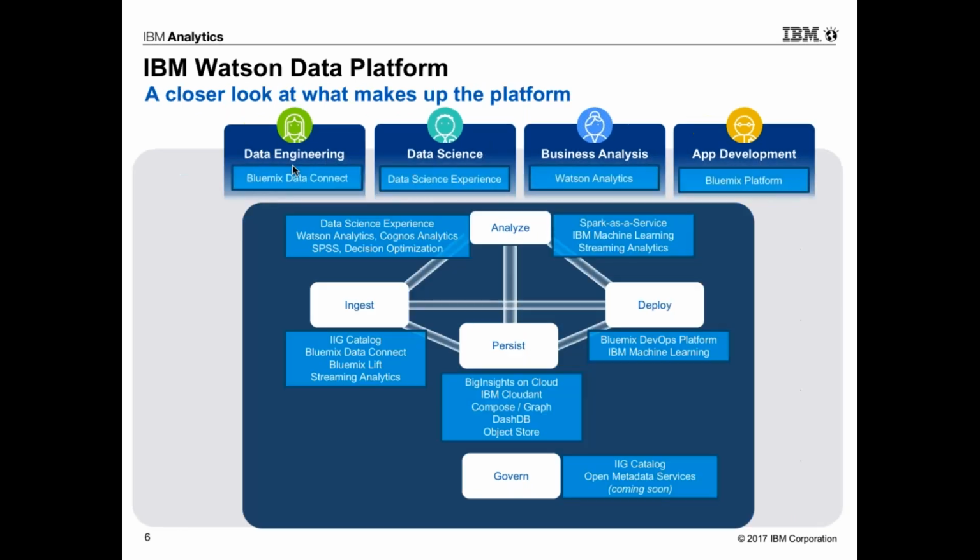Going further, a closer look at what makes up the complete platform: while ingesting, we have IIG catalog, which is a governance module, and then there's a Bluemix Data Connect service, there is a Bluemix Lift service, and then there are streaming analytics. So these are the four different modules that are used during ingestion of data. And analysis is done using Data Science Experience and Watson Analytics, Cognos Analytics.